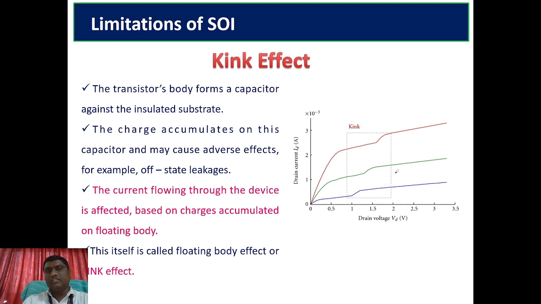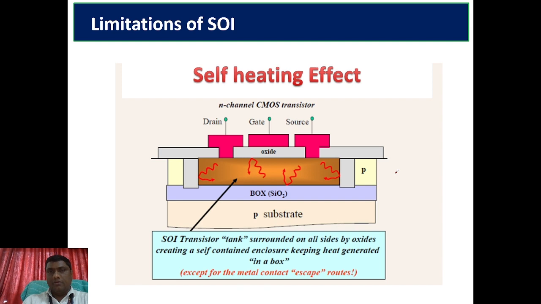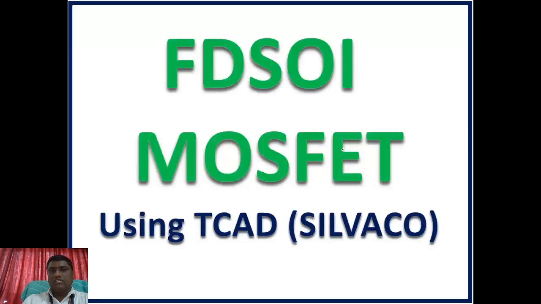This is observed here in the case of the SOI MOSFET, along with self-heating, because internally the electrons travel from source to drain. The SOI transistor is surrounded on the sides by an oxide layer, which creates a self-contained box and keeps the generated heat enclosed inside. So that is also one of the limitations of this SOI MOSFET.